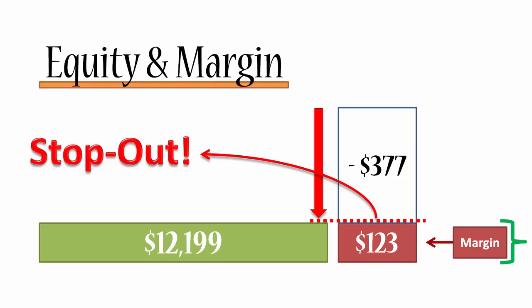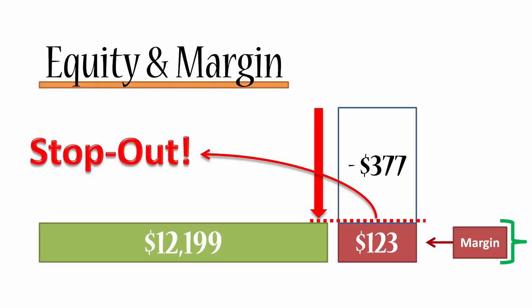So basically the broker is saying, okay, this trader doesn't have any free margin left. We should close the position, and in that case, what will happen is they pull back the $12,199 and you get back your margin. So your margin is returned to you.